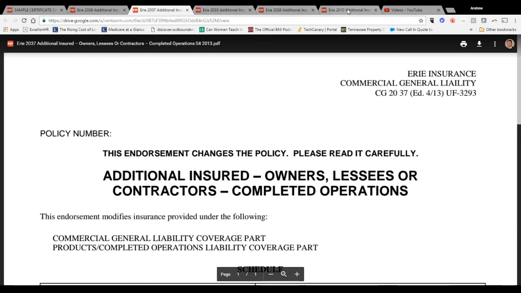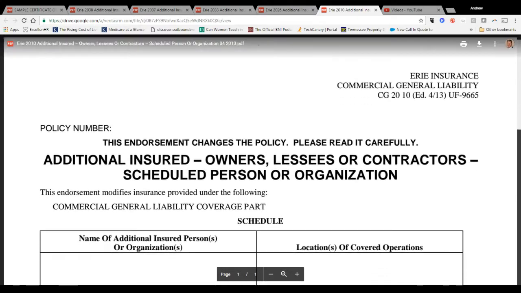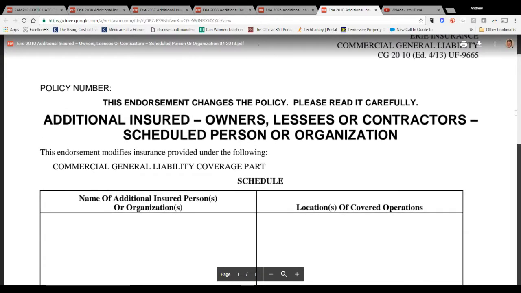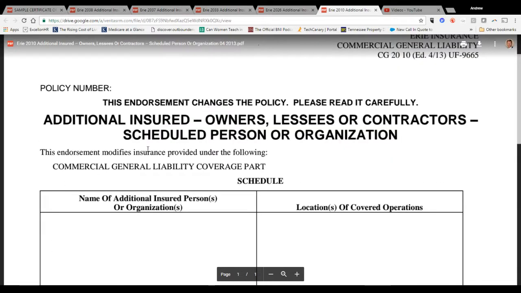Okay. The 2010, this is a listed additional insured. If you just tell someone, hey, I want to be named additional insured, but you don't have anything in writing, if it's not in writing, you're not an additional insured under this form. So either have something in writing or make them do this. If they do this, then you're actually going to be listed on there.